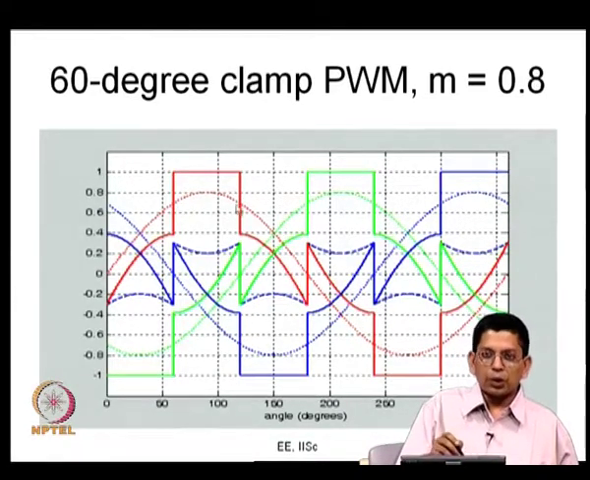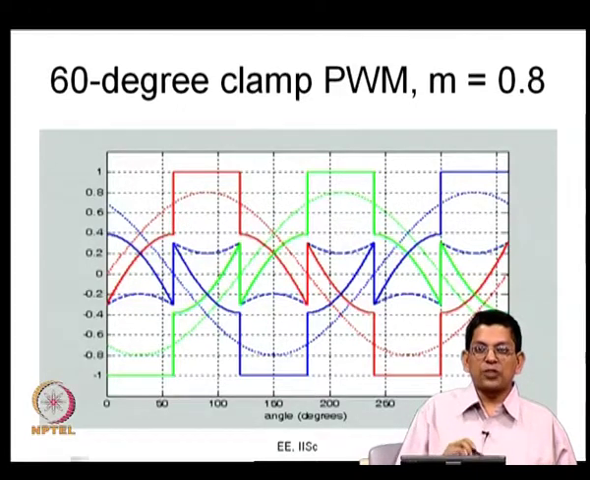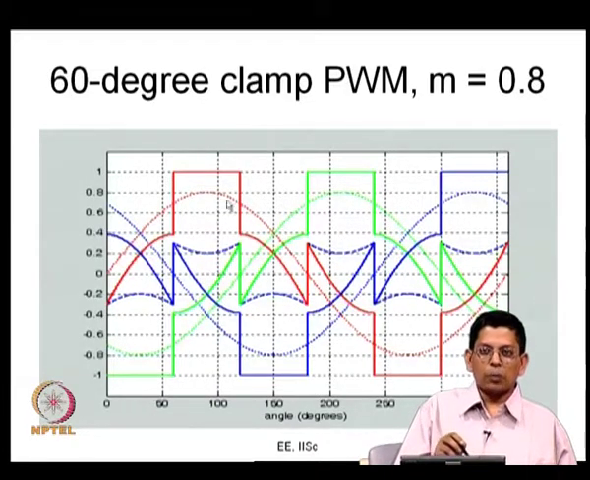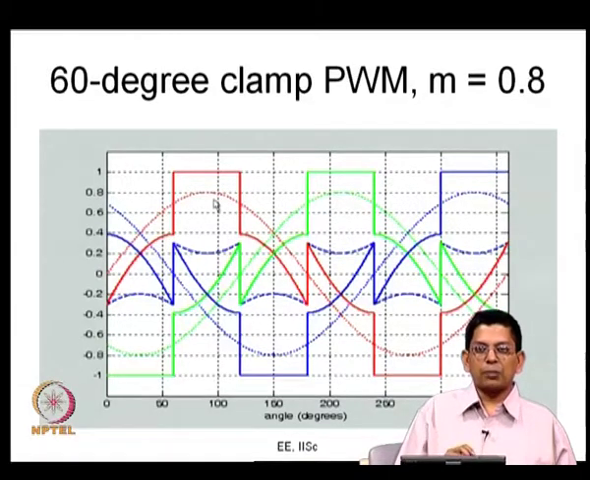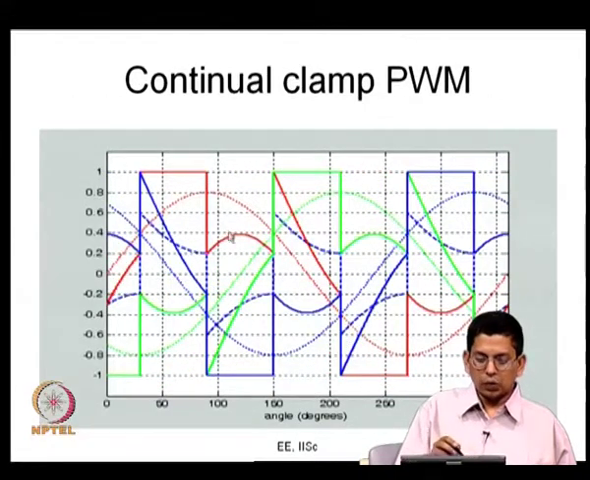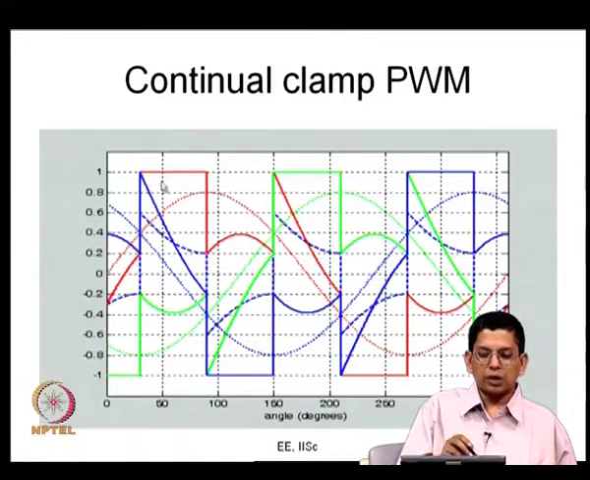Now, if your load is unity power factor load, this 60 degree clamp PWM makes sure that you are not switching that particular phase when its current is very high, and therefore, it results in a substantial saving of energy that is lost. So, you can say for unity power factor cases or power factors close to unity, the 60 degree clamp is a good option. It reduces the switching loss. Here the clamping is between 30 to 90 degree.